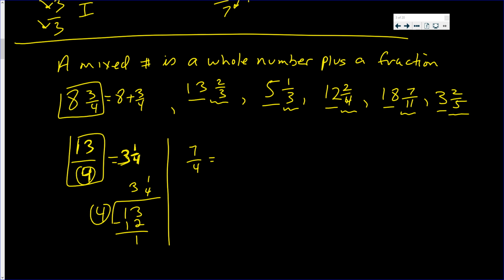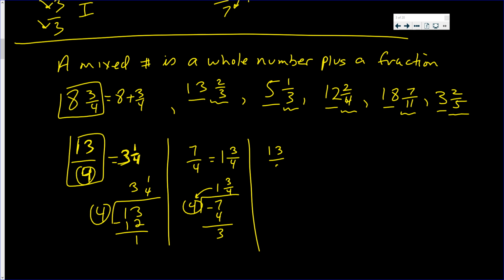7/4. Well, 4 goes into 7 1 time, 3 left over. If you need to do the 4 into the 7, fine. Goes 1 time. 1 times 4 is 4. You subtract, you get 3. That 3 gets divided by the 4.